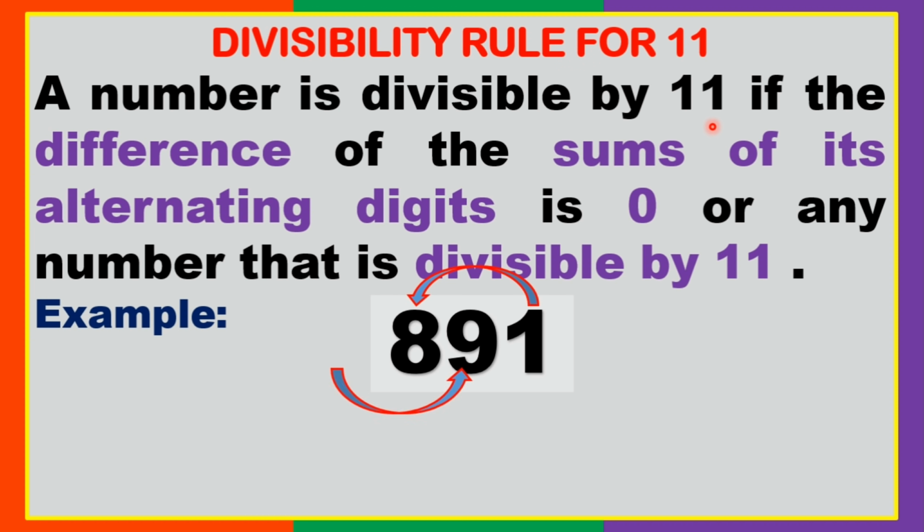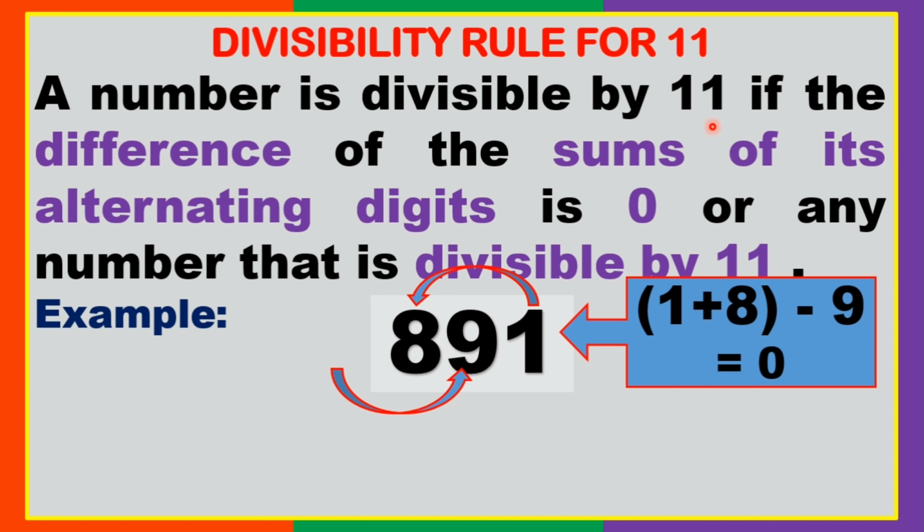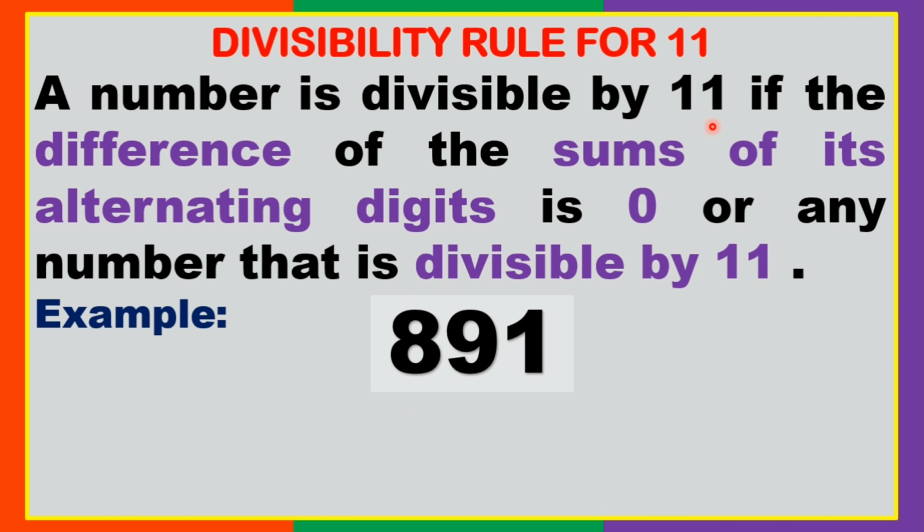Since we don't have a fourth digit, we have only the second digit, 9. Get the sum of 1 plus 8, alternating digits, minus 9. So therefore, 9 minus 9, we have 0. If the answer is 0, or 11, 22, or multiples of 11, the whole number is divisible by 11. So 891 is divisible by 11. Now, let's take another example.